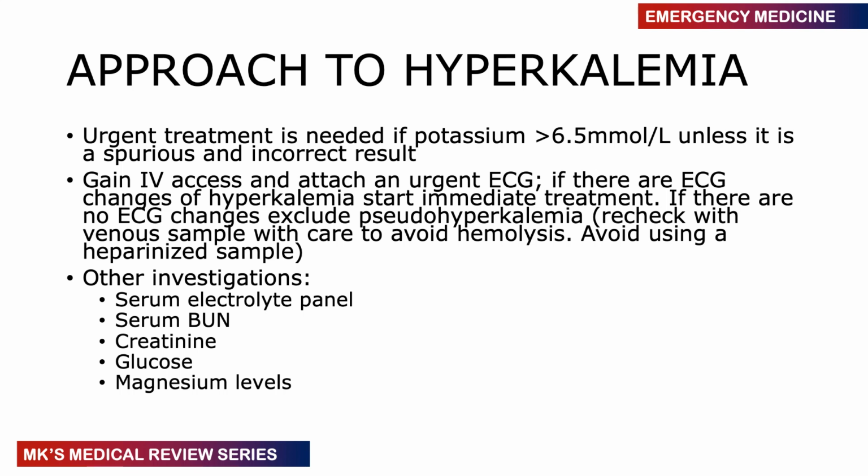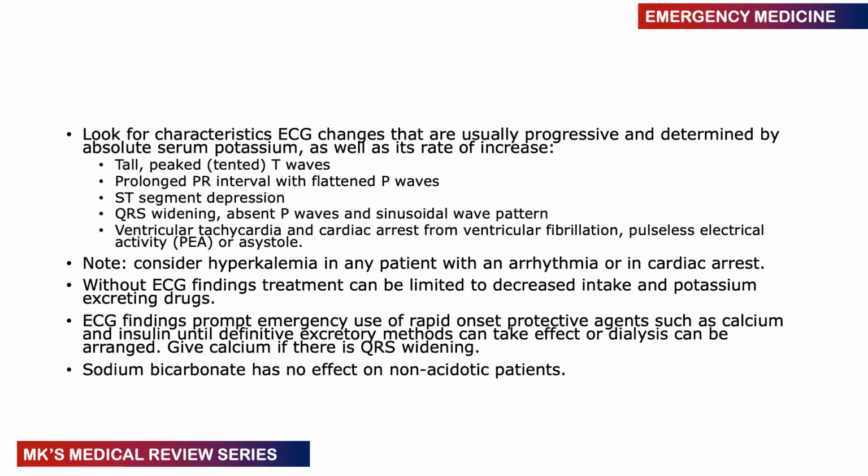So you recheck the venous sample, you recollect the sample with the right technique to avoid hemolysis, and you should avoid any heparinized samples. Order other investigations like a serum electrolyte panel, which is going to include magnesium levels, serum blood urea nitrogen, your creatinine, as well as your glucose, which you can also measure at the bedside. You're going to look for changes on the ECG that are usually progressive and point towards hyperkalemia. So you may see tall, peaked, or tented T waves.